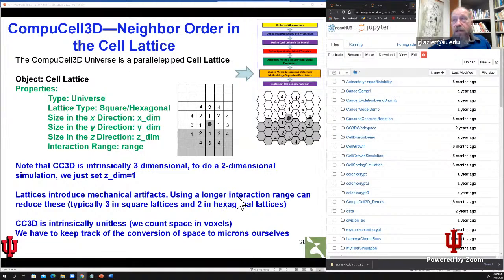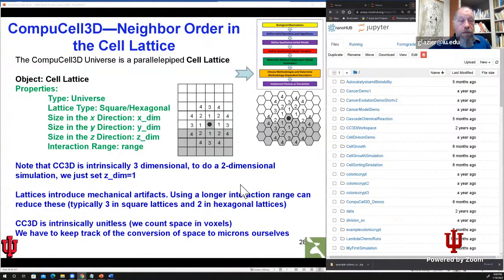Something that may be a little bit less familiar to people. First, the space can be two-dimensional or three-dimensional. It just depends on what you set your z coordinate to be, your z depth to be. A z depth of 1 is two-dimensional. A z depth of more than 1 is three. There is something called a 2.5-dimensional simulation where you have sheets of two dimensionals which are stacked on top of each other. That's actually going to be implemented in the newest version of CompuCell, but we don't have it out yet.